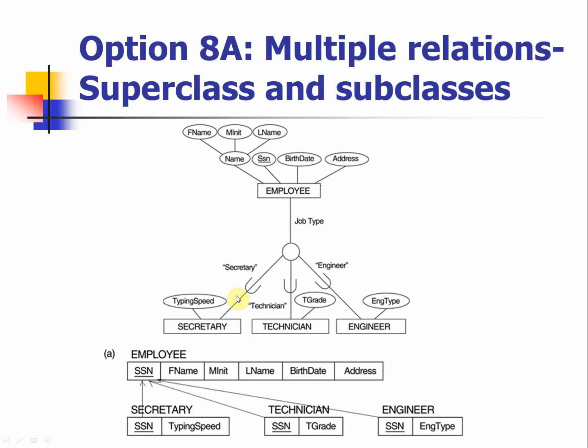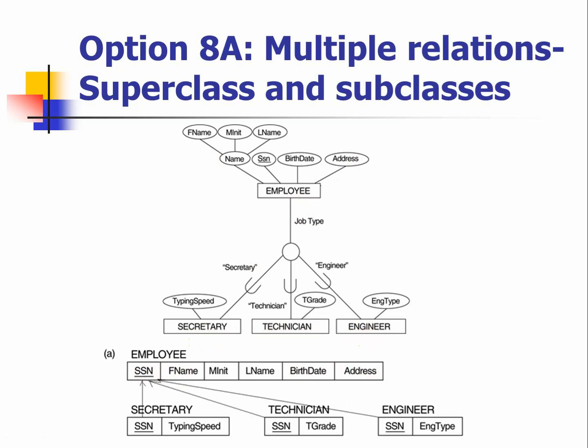Choice number 8A is indicating multiple relations, superclass and subclasses. So what that's trying to do is this. Let's take a look at an example. We will have an employee as a superclass, secretary, technician, and engineer as subclasses. So when we try to convert that, in our step number 1, we will have our employee converted into a relation already. So when it goes to step number 8, it is time for us to handle those 3 subclasses.